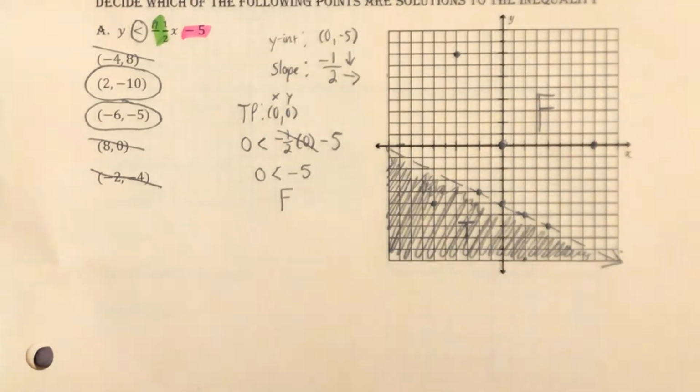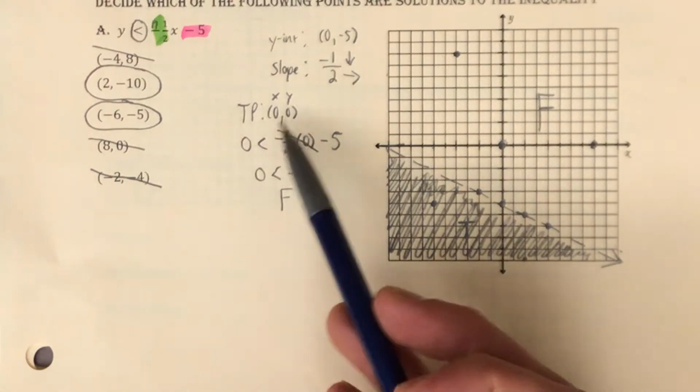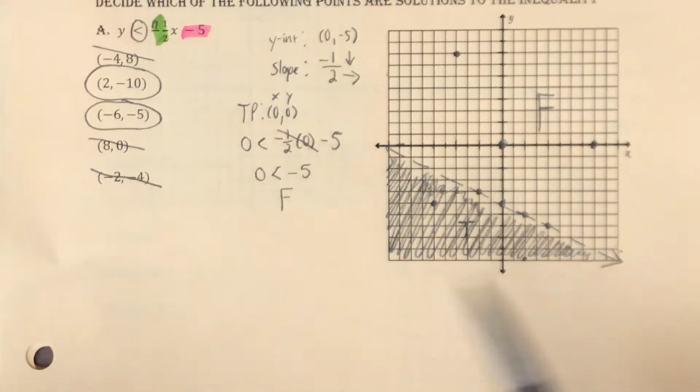So again, in terms of work, obviously you've got to have the line. It needs to be dashed if it's supposed to be dashed, or solid if it's supposed to be solid. The appropriate side shaded. You need to have the work to show your test point and how you arrived at which side to shade, all right? And then obviously cross out the ordered pairs that they give you that are wrong and are not solutions. Circle the ones that are right.